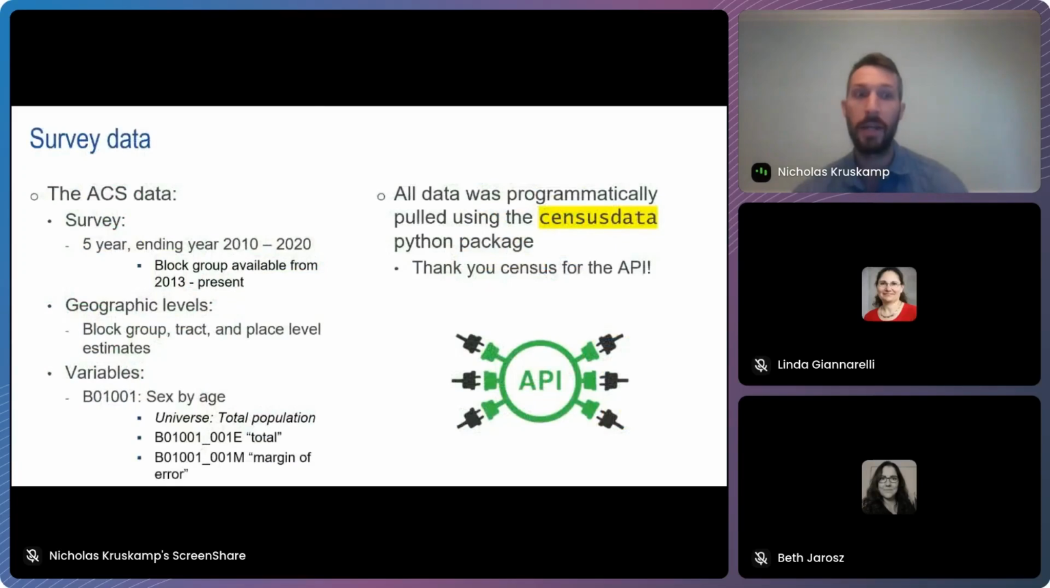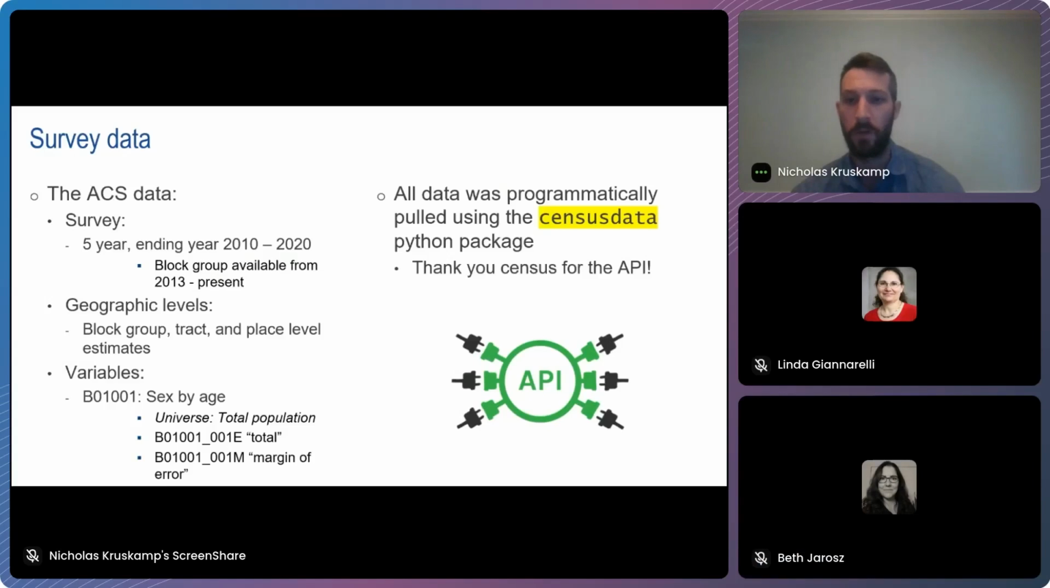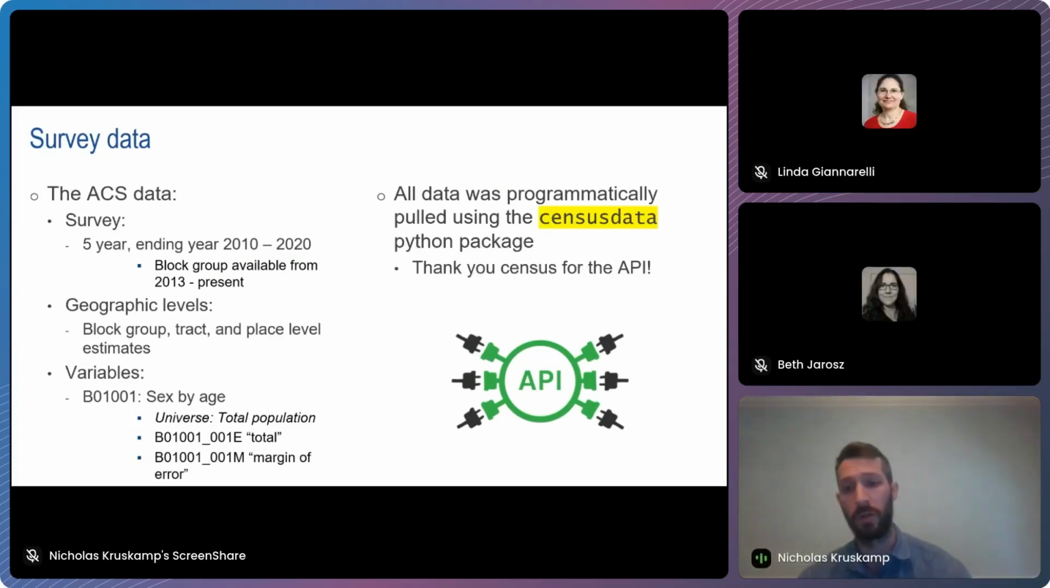And so the survey data that we have used, we're actually looking at a time series component. I'm not going to explore that too much here today. But for the geometries where we pulled ACS data, we looked at block group, tract and place level estimates. The tract and place level estimates were available from 2010 to 2020. The block groups didn't become available until 2013.